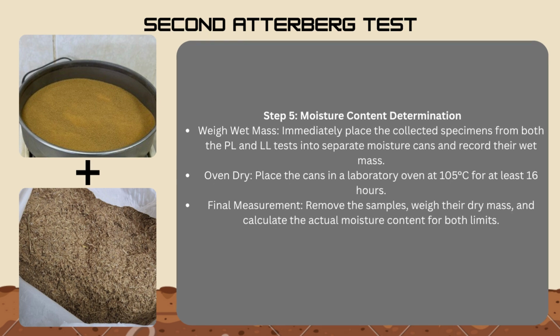Step 5. Moisture content determination. Weigh wet mass. Immediately place the collected specimen from both the plastic limit and liquid limit tests into separate moisture cans and record their wet mass. Oven dry. Place the cans in a laboratory oven at 105 Celsius for at least 16 hours. Final measurement. Remove the samples, weigh their dry mass and calculate the actual moisture content for both limits.